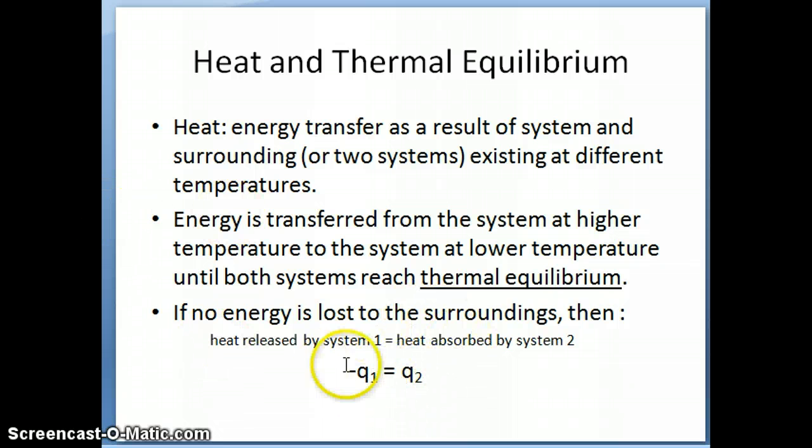Okay, so this is an important thing to keep in mind later on when we do calculations of heat, because if you think about it, when you have two systems where one is releasing energy, the other system must absorb exactly the same amount of energy.